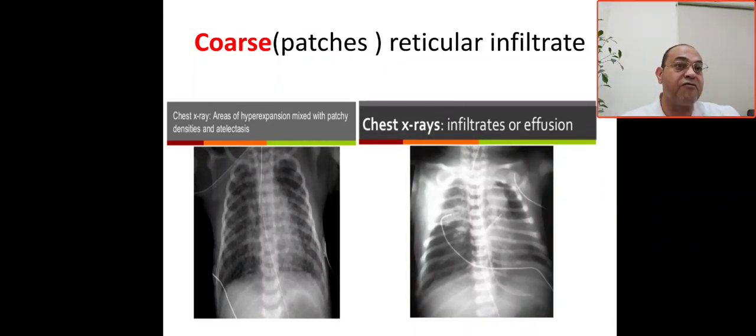I cannot comment whether this is fine reticular, fine reticulogranular, nodular, or coarse reticular. So if you cannot comment on the X-ray, whether it is fine reticular or coarse reticular, this means ground glass appearance. The two differential diagnoses of ground glass appearance are RDS and GBS infection. And how do we differentiate RDS and GBS? By history, clinical examination, investigations, and also the natural course of the disease.